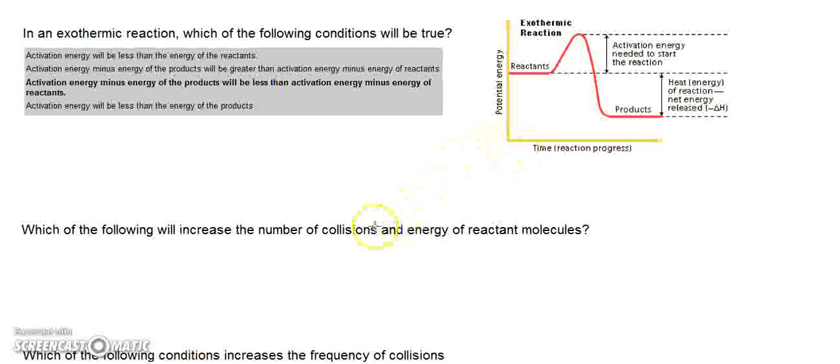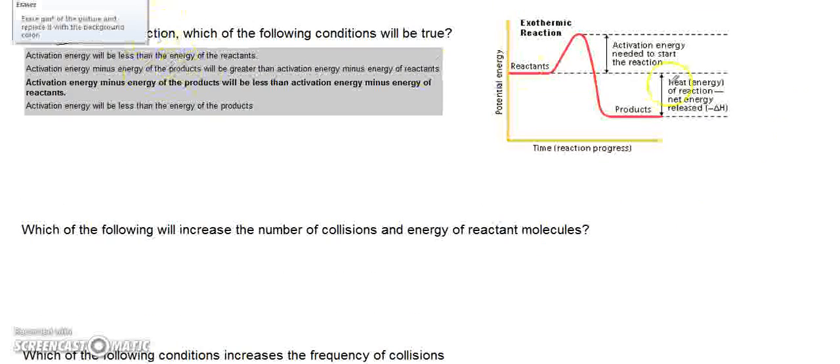On to the next. In an exothermic reaction, which of the following conditions will be true? So again, it's asking about an exothermic reaction. I would draw the exothermic graph, and so here's our exothermic graph again. And then we have the following choices here. Activation energy will be less than the energy of the reactants. Oh, we did this one already. I apologize, I put that on there twice. That's the same question that we just did.